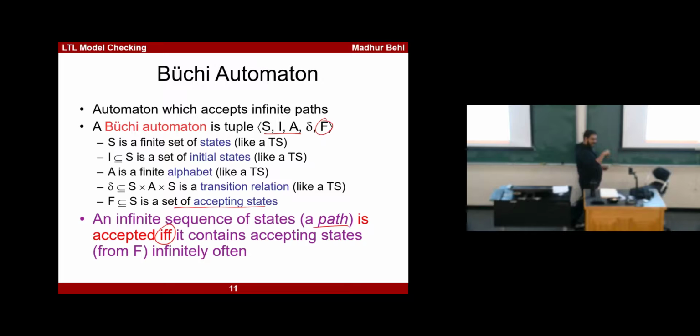If you can find an accepting path in the Büchi automaton, it will satisfy the LTL formula phi for which the automaton exists. It applies the other way too. But this is an accepting path if and only if it contains the accepting state infinitely often. That's the definition of a Büchi automaton.